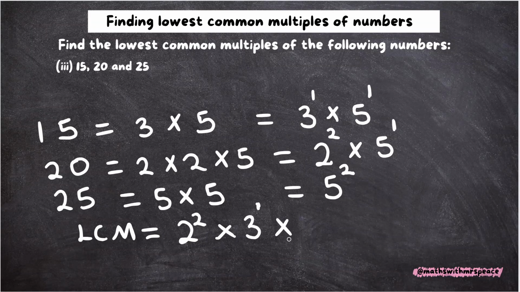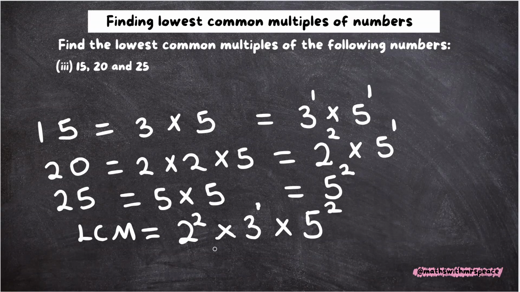times. Now let's look at 5. We have 5 raised to the power of 1, 5 raised to the power of 1, and 5 raised to the power of 2. So we're going to pick, of course, the one with the higher index, or the highest index in this case, which is 5 raised to the power of 2. And then we just forget about the other ones with power 1. So 5 raised to the power of 2.